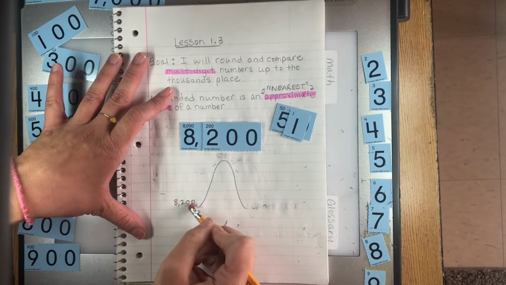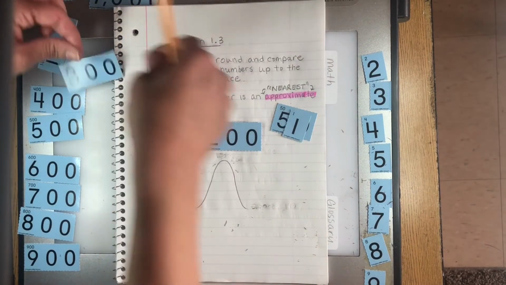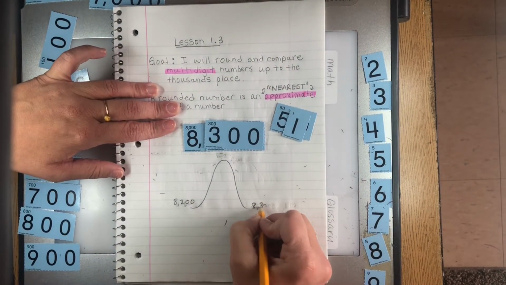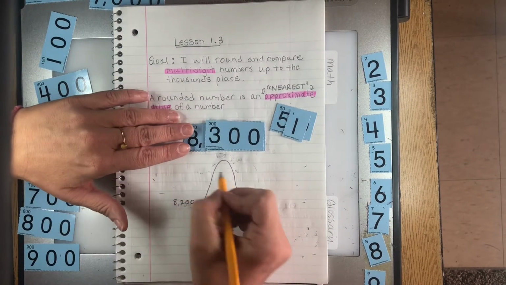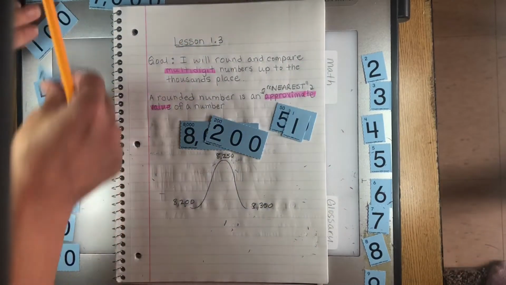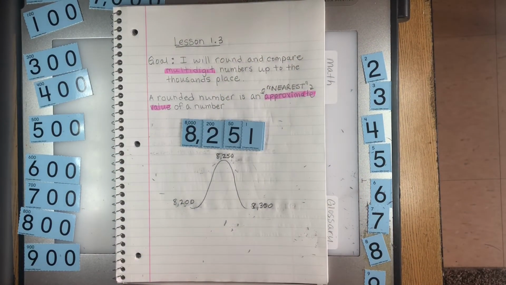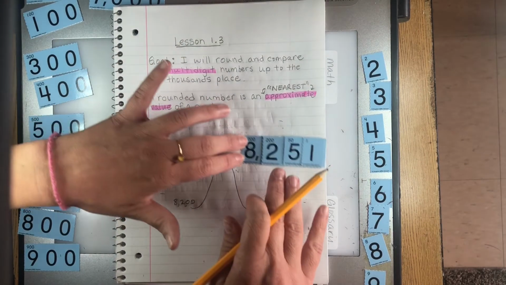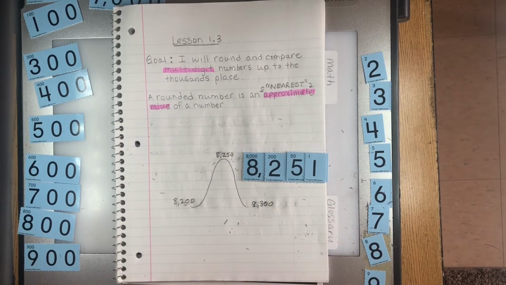8,200. Okay. And the next 100 up would be 300, like that. The number that comes in the middle of these would be 8,250. All right, so here was our original. Is it going to be on the left-hand side or is it going to be on the right? You should have said it's going to be over here. So we would round this number up to 8,300.